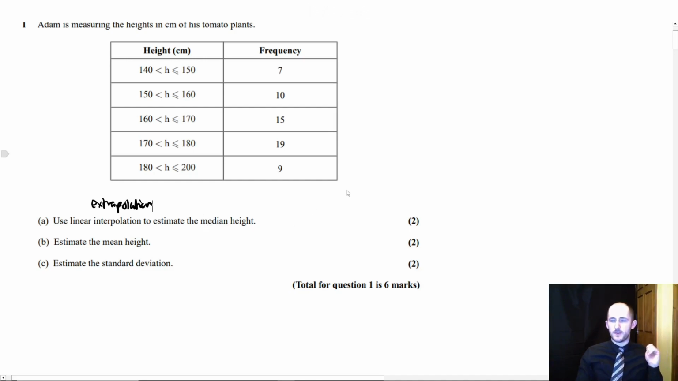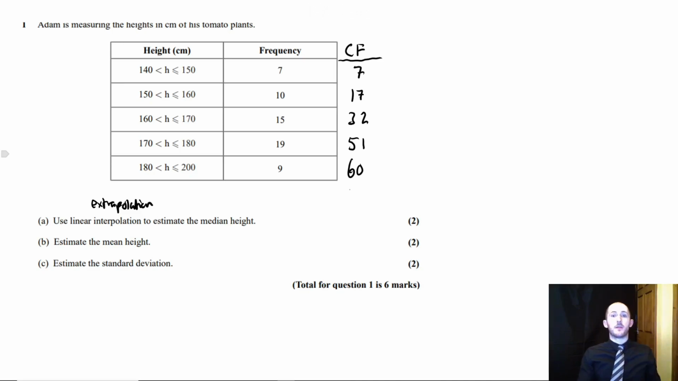So what we want to do here is add another column for cumulative frequency, okay? So we'll start with that. So again, that's going to be 7, then 17, then 32, then 51, and then 60. Okay, and this will just help us work out the median and work out what's going on exactly.